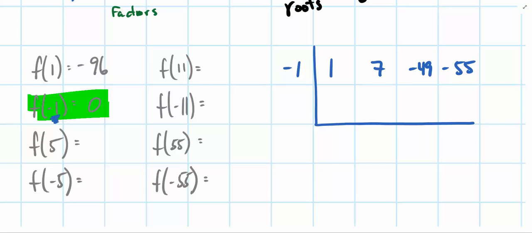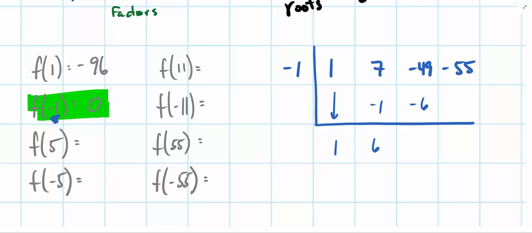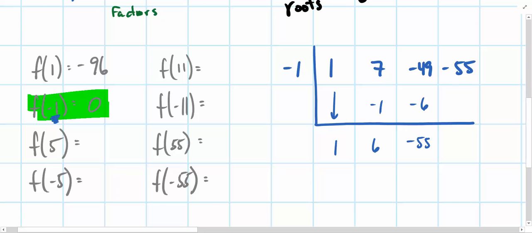So to complete the synthetic division, I'll bring this 1 straight down, then start multiplying negative 1 times positive 1. Add these two together, multiply, add these two together, multiply, and add these two together. We see our remainder is 0.